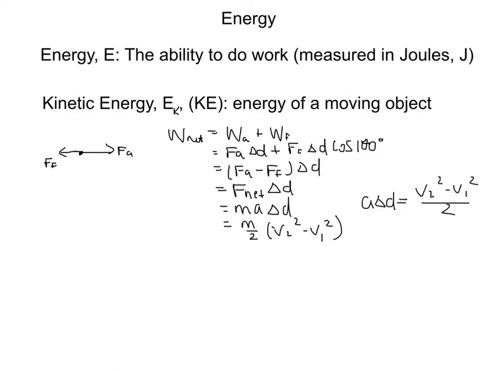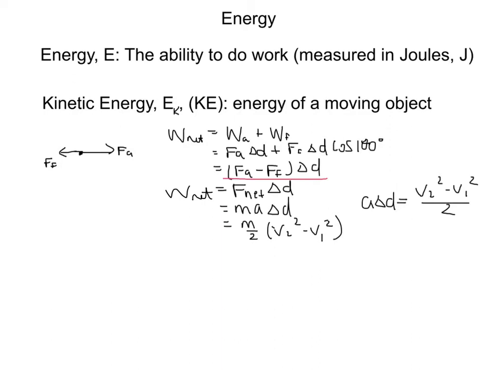And we know that friction is in the opposite direction of the applied force, so we end up with negative work there. That's why I've shown the cosine of 180 degrees, just to remind us that we end up with negative. So when we pull out the delta D, because delta D appears in both parts, we end up with FA minus FF. And FA minus FF is just the net force. So net force times the displacement is the net work. And this will be true for all situations everywhere.